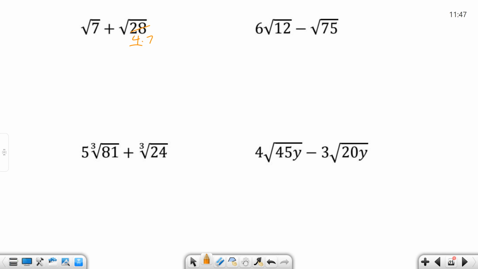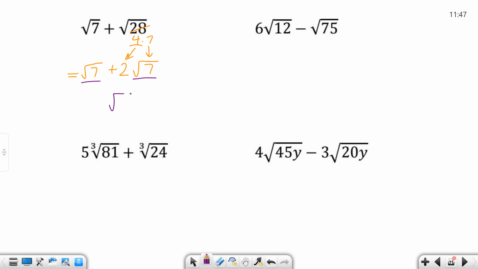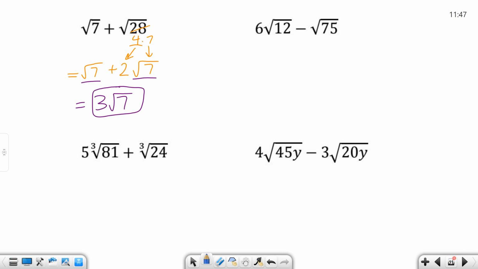28 is 4 times 7, and why do I pick 4 times 7? Because the square root of 4 is 2, and so that comes out as a 2, and that's the square root of 7, and then in front of that is the square root of 7. So that expression equals square root of 7 plus 2 square roots of 7. Now, guess what? These two things are alike, and my answer's got a square root of 7 in it, and I have 1 plus 2. And what's 1 plus 2? 3. So that's 3 square roots of 7. So that one, we were able to combine the terms, but we had to simplify the square root of 28 first.